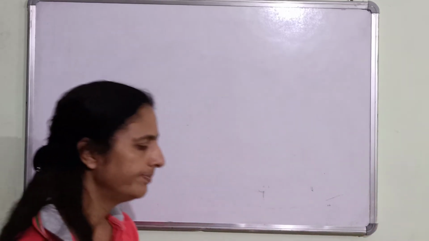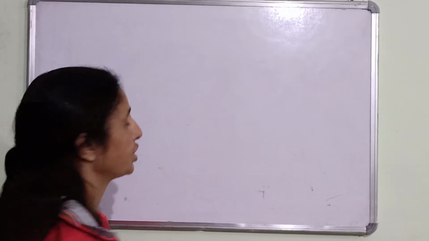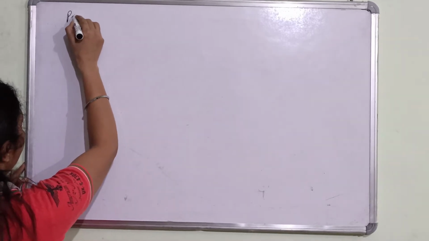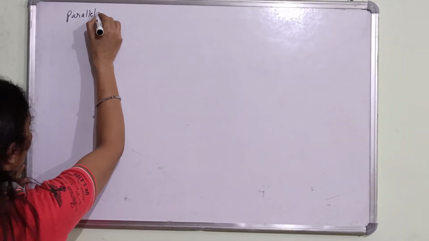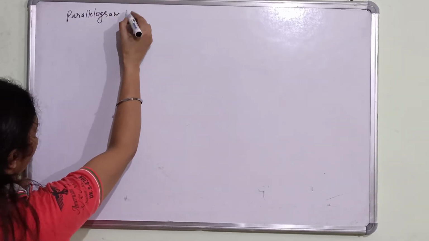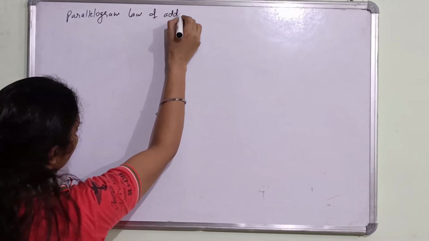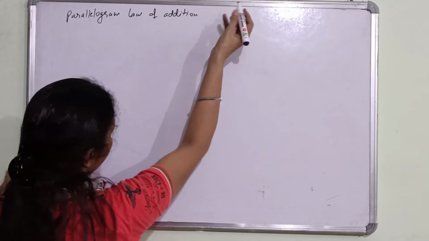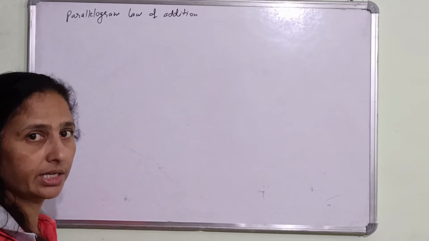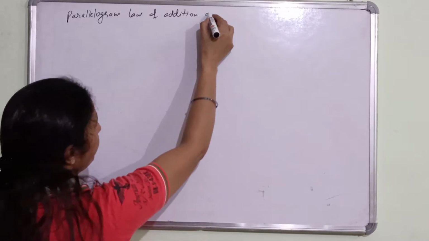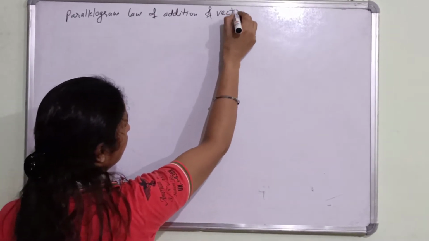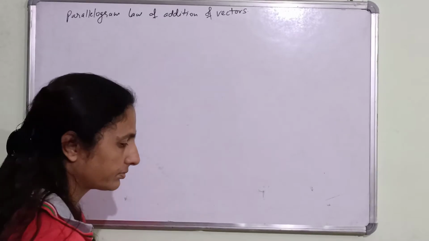Further we move after the definitions. Today we are going to start the parallelogram law of addition of vectors. In my first video I have already explained addition of vectors. Today we will do the parallelogram law of addition of vectors, right?